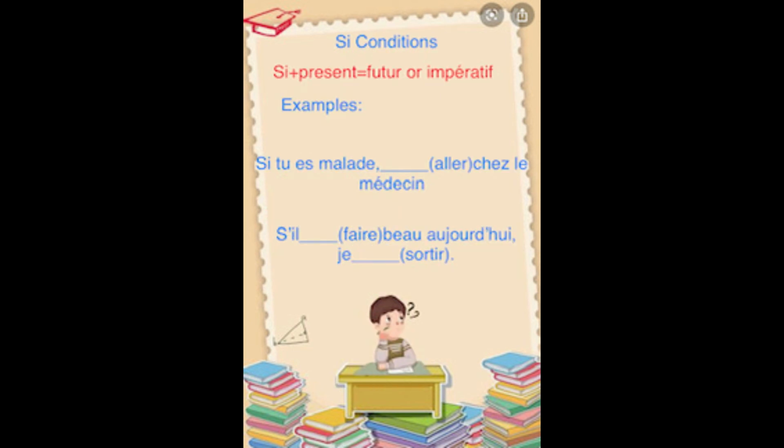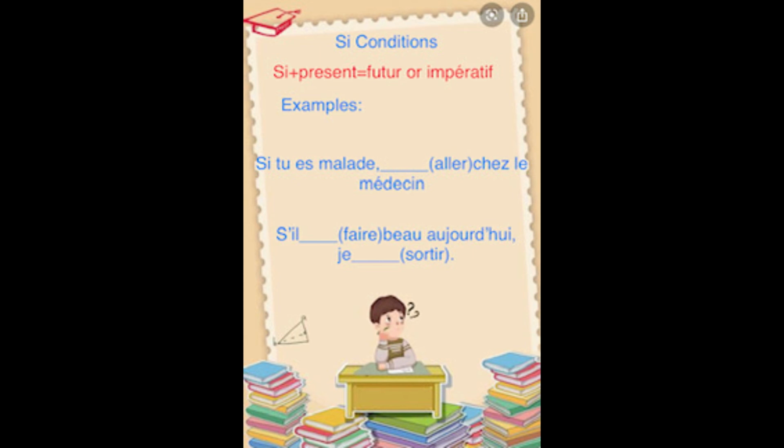The next topic is si conditions. Si conditions are if sentences in French. An example of an if sentence can be: if you are sick, go to the doctor. Now, in French, whenever a sentence with si has a present tense, the other part of the sentence always takes up future or the imperative tense.